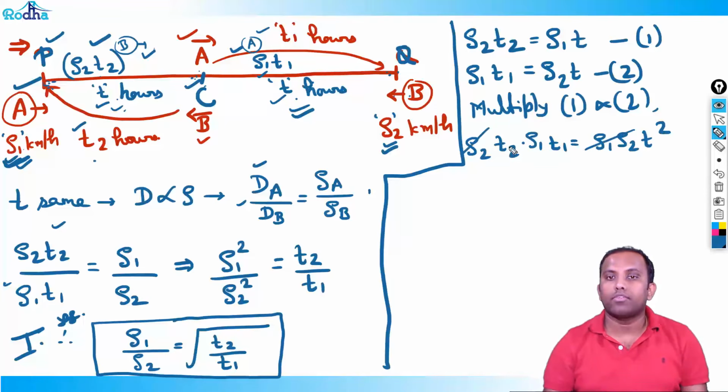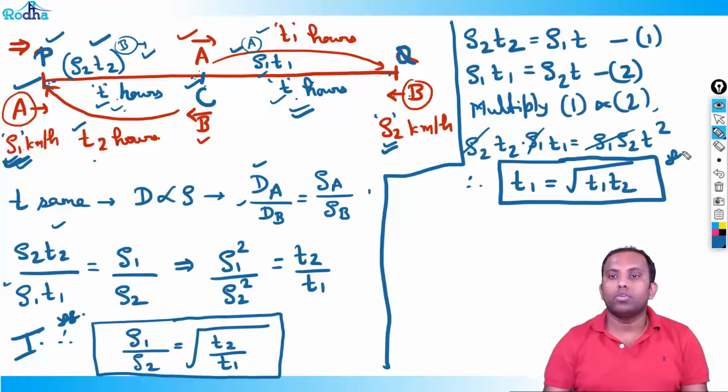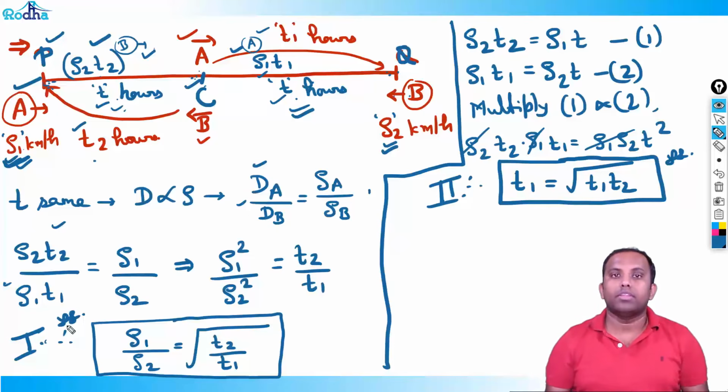S1, S2 will get cancelled from both these sides. What is left is T is equal to root under T1 T2. Another super important point I got here. T is equal to root T1 T2. This is the second derivation. This is the first, this is second. So two very important derivations in this video.